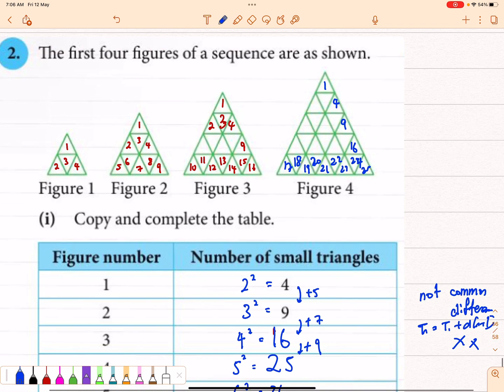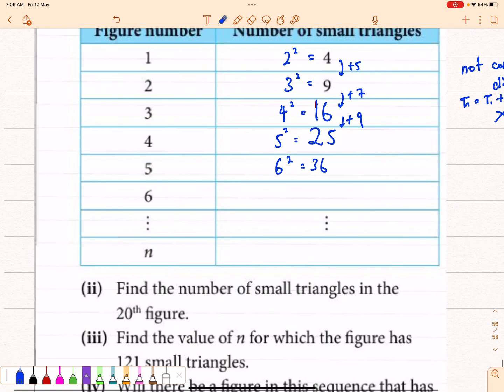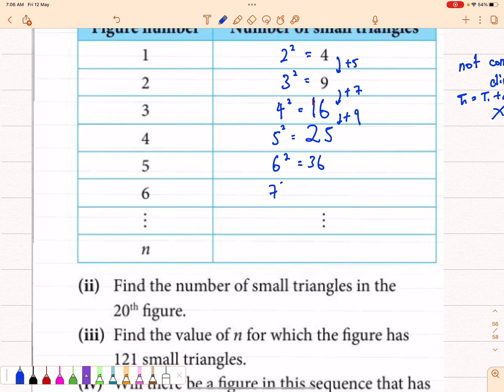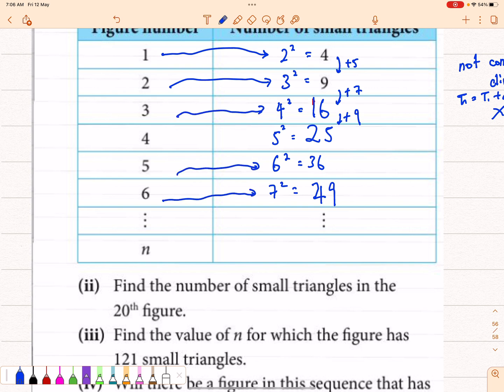We can also draw the triangle to really find out, but I have to draw 36 triangles. And 7 square, right? 7 square, which is 49. So if this is 1, we will use 2 square. If it's 2, I will use 3 square. If it's 5, I'll use 6 square. If it's 6, I'll use 7 square. If it's n, then term n is equal to, it's always 1 bigger, right? So n plus 1 square.